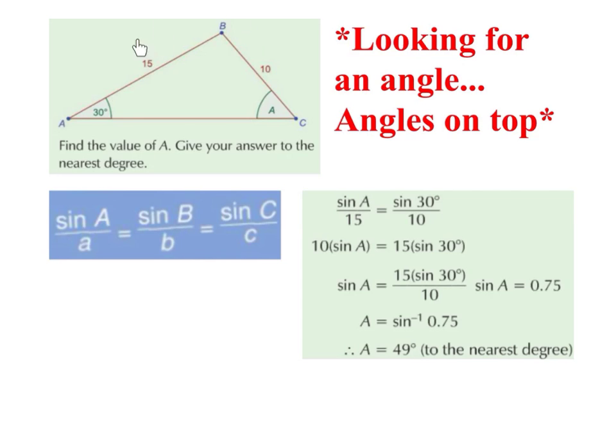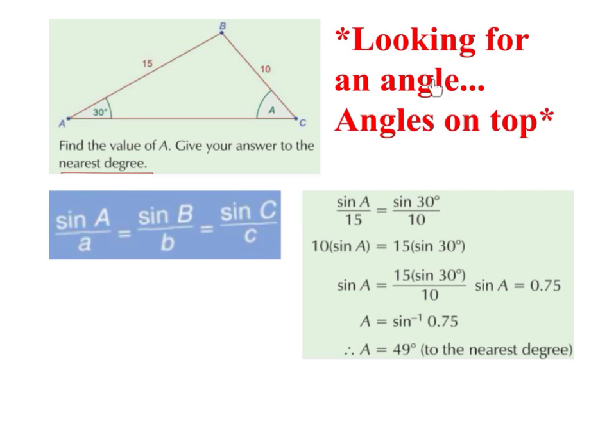So here's our non-right angled triangle. Angle A is 30 degrees. Angle C is just labelled as angle A. We do not know what the angle is. That is what we're trying to find. The side BC is labelled as 10, and the side AB is labelled as 15. So find the value of A. So find this angle. Give your answer to the nearest degree.